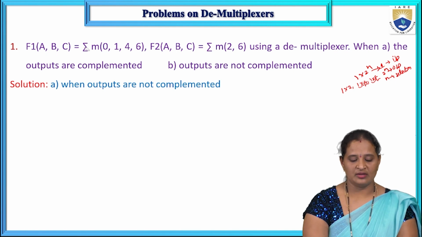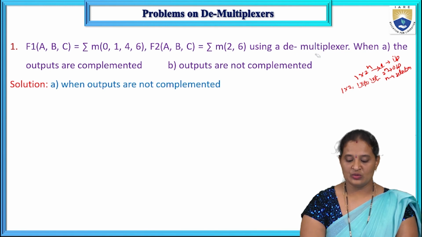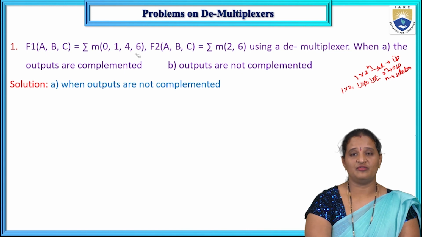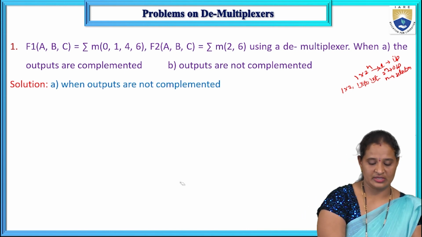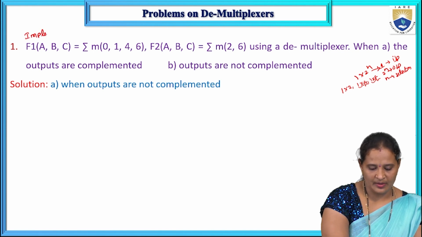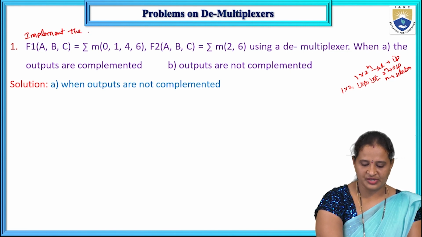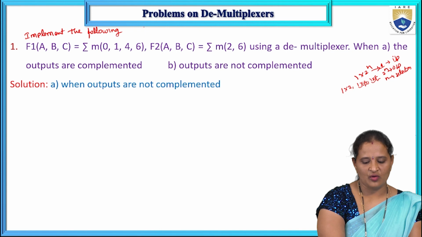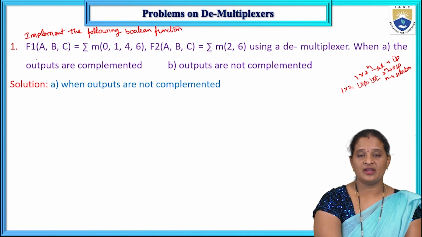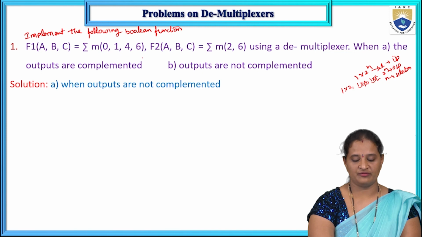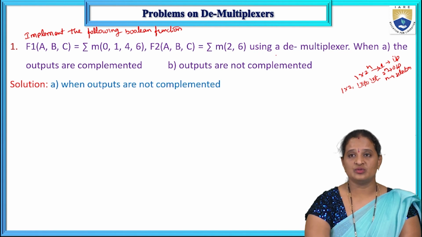Implement the following Boolean functions: f1 of A, B, C is equal to summation m of 0, 1, 4, 6, and f2 of A, B, C is equal to summation m of 2, 6, using a demultiplexer.